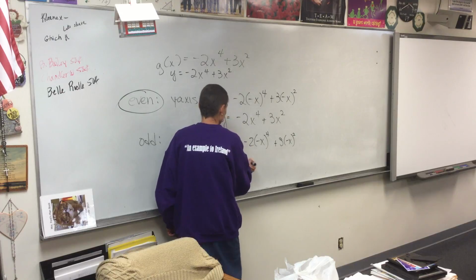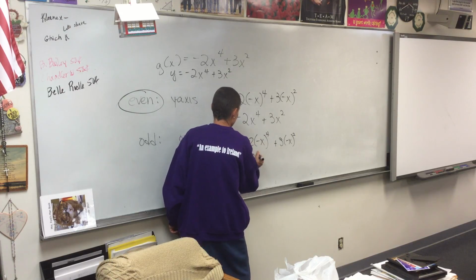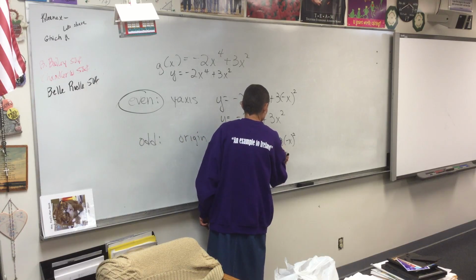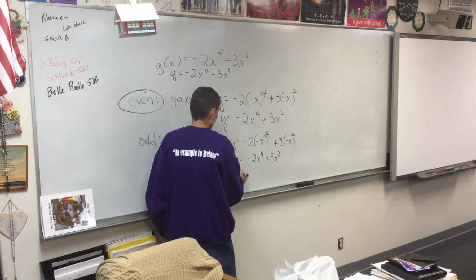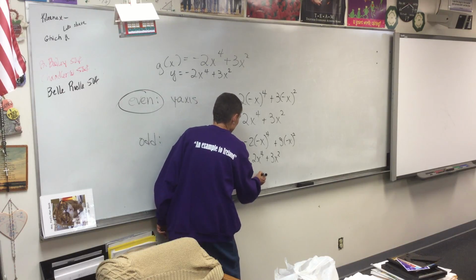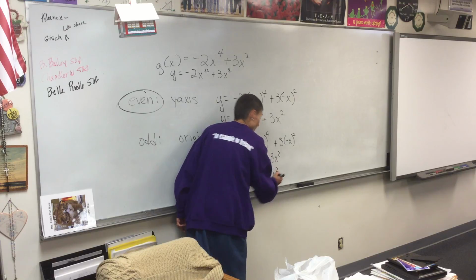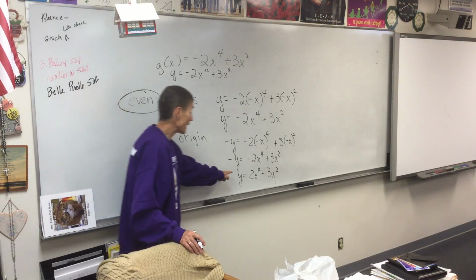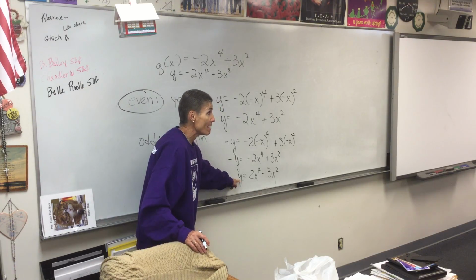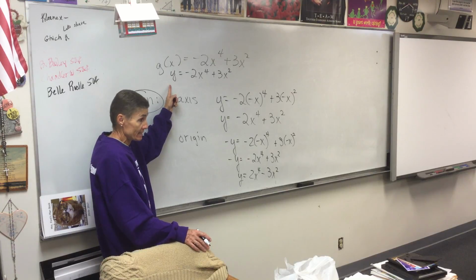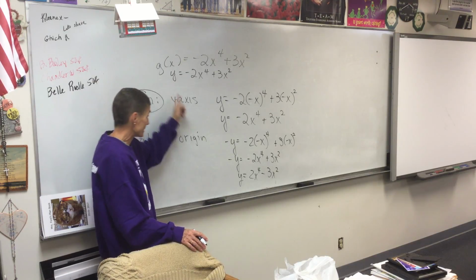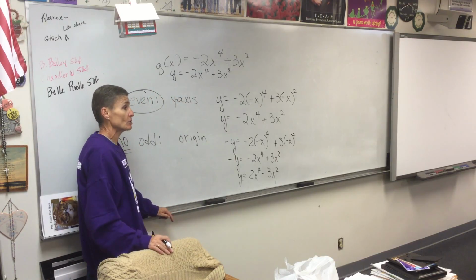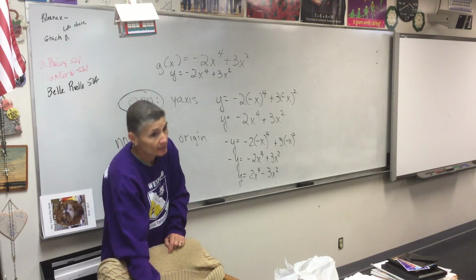Well, we have negative y equals, okay, we already talked about this. That's going to be negative 2x to the 4th plus 3x squared. But now I got to get rid of that negative, so y will equal 2x to the 4th minus 3x squared. Now, if I'm going to have symmetry, what has to be true of that? It's got to match the original exactly. Not close, exactly. Do these match? No. So there is no symmetry about the origin. So this function is even.